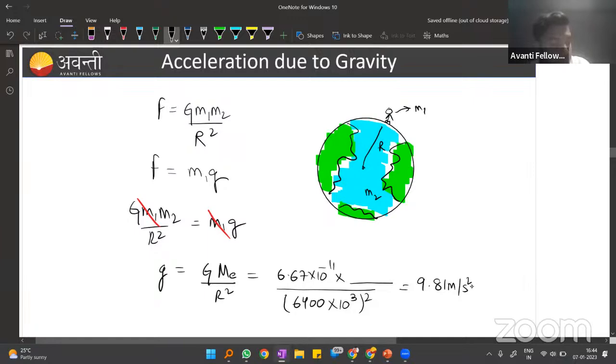I'll just tell you the mass of the Earth. That is almost close to 6 × 10^24 kg. Just solve it, you'll get this answer, right?